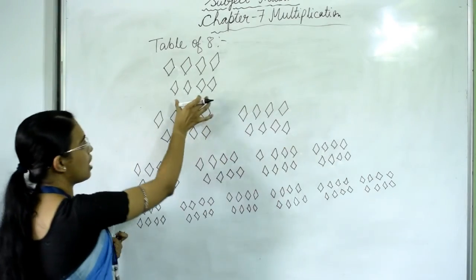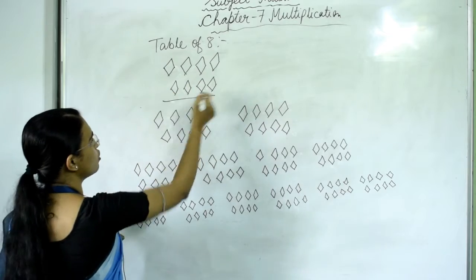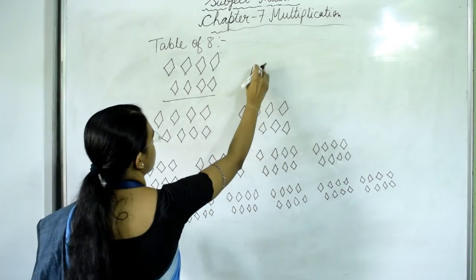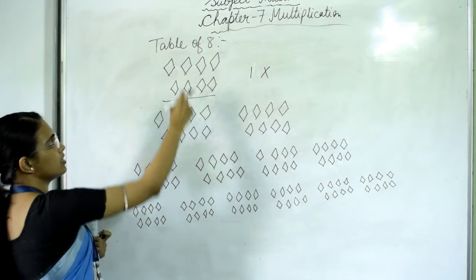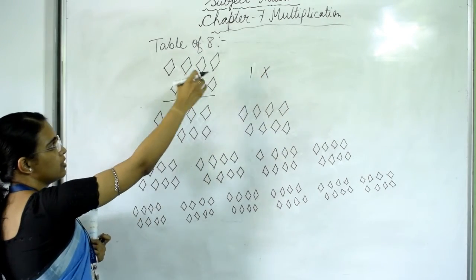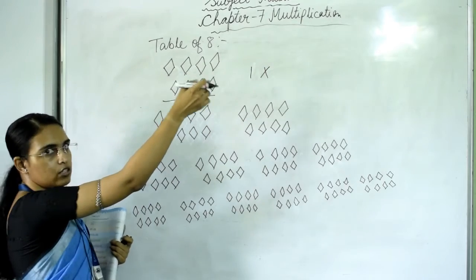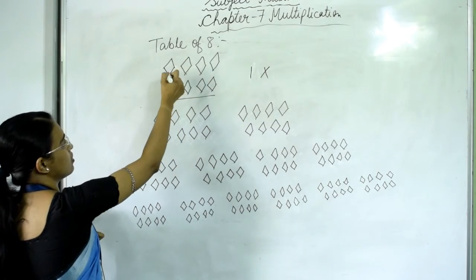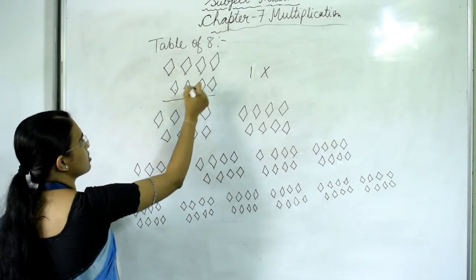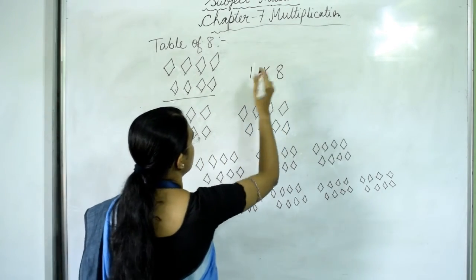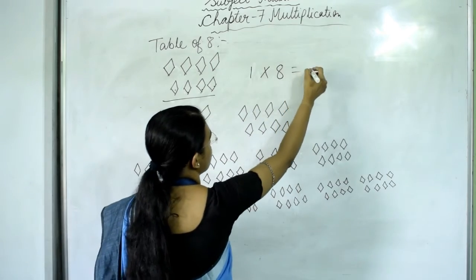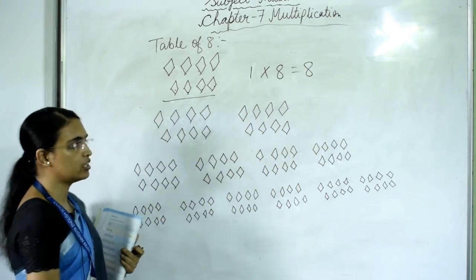Okay, so how many groups do we have here? One group, that means write here 1, then give the multiplication sign. Then in one group how many diamonds? 8 diamonds, because we are doing the table of 8. So count 1 2 3 4 5 6 7 8. So in one group we have 8 diamonds. So write here 1 into 8. 1 8 is 8. So in this way you have to do.